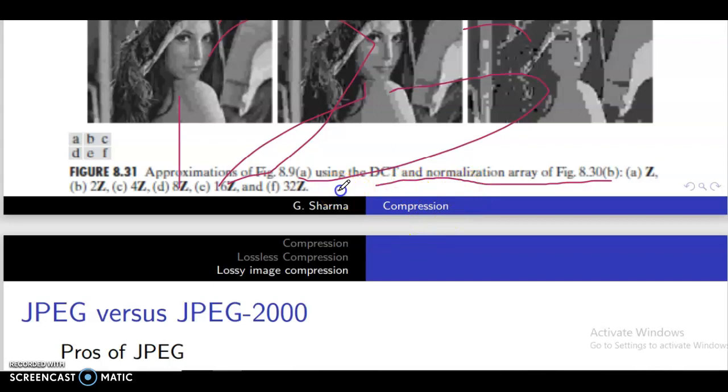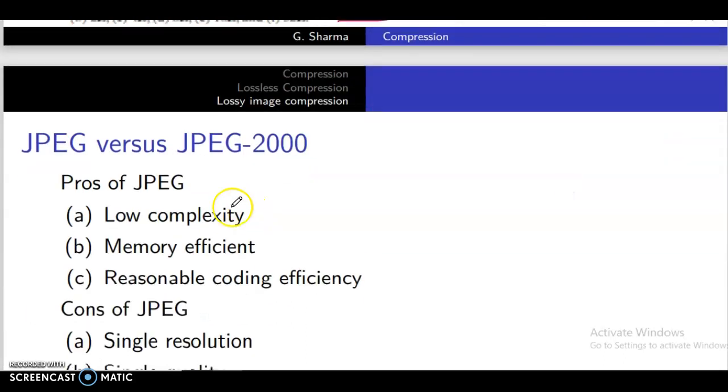DCT and normalization array. That's all. JPEG versus JPEG 2000.